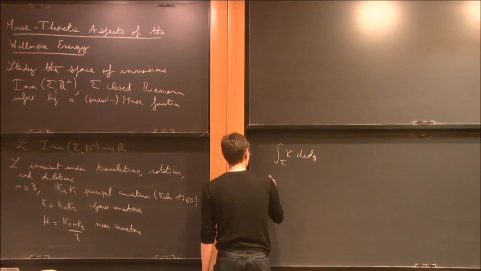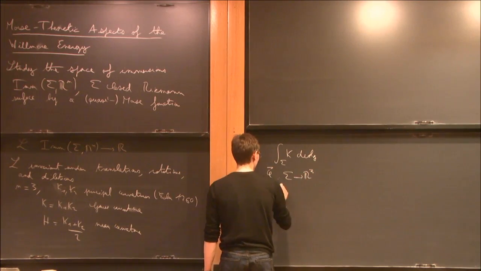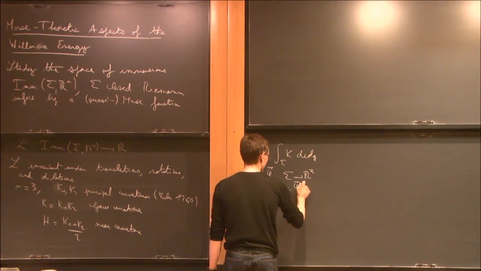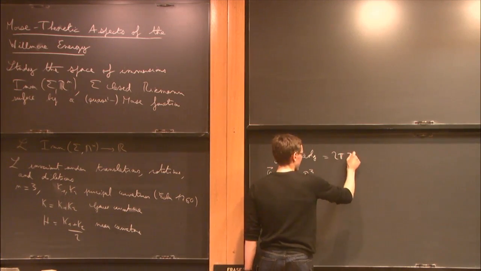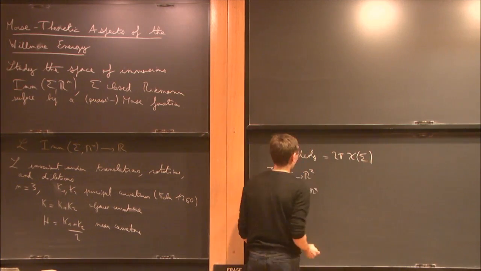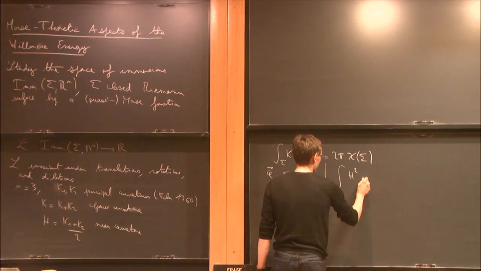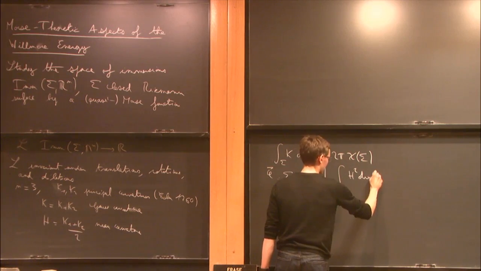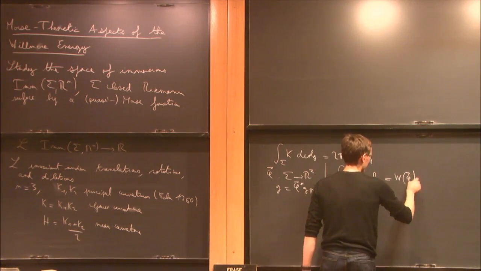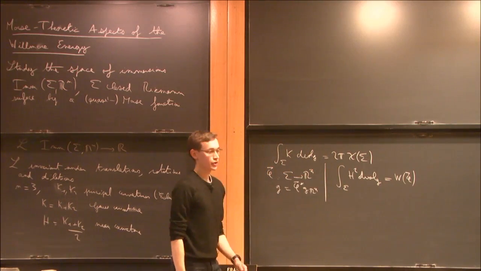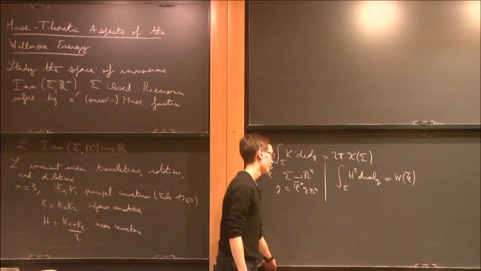The integral of K, where I take some immersion into R^3 and write g for the pullback metric. But we know that this is a constant independent of the immersion. And the second one is the integral of the mean curvature squared. And this is what we call the Willmore energy, although it was already in the work of Germain and Poisson from the beginning of the 19th century.